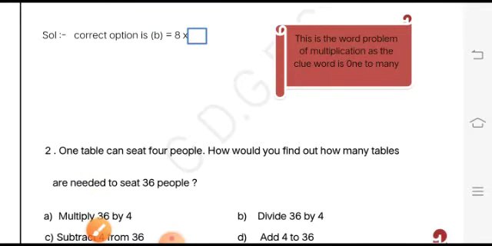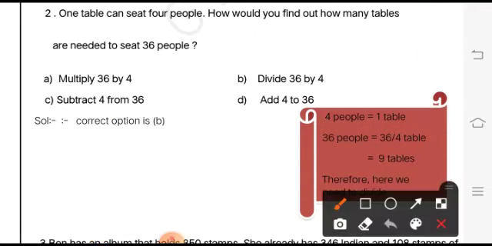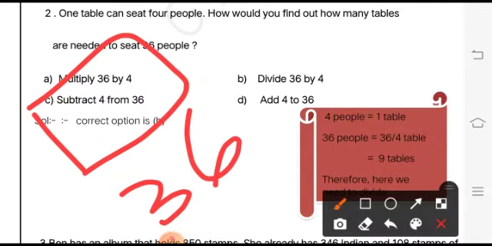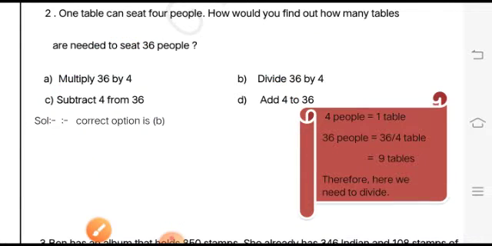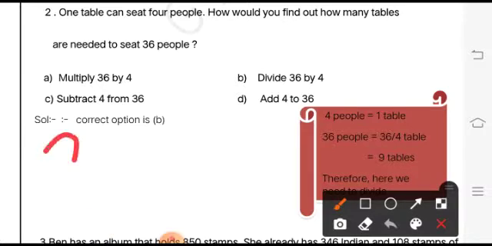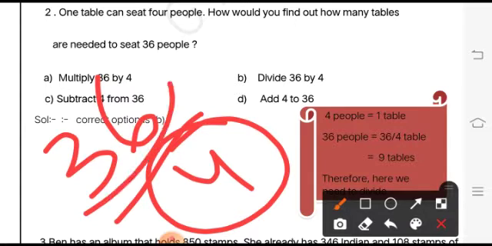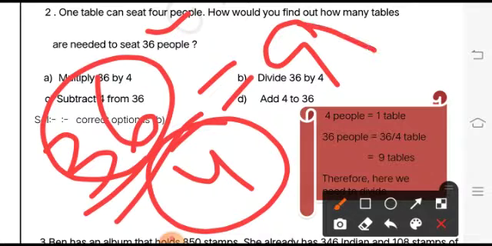Second question is, one table can seat 4 people. How would you find how many tables are needed to seat 36 people? If we can accommodate 4 people in one table, now we have to seat 36 people, how many tables will be required? Which operation will help us calculate the number of tables required? Of course it is division, because when we divide 36 by 4, why 4? Because each table can accommodate 4 people. And why 36? Because we have to seat 36 people. Then when we divide them, we'll get 9. That means 9 tables are required.